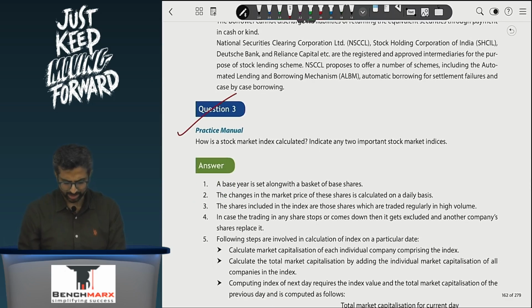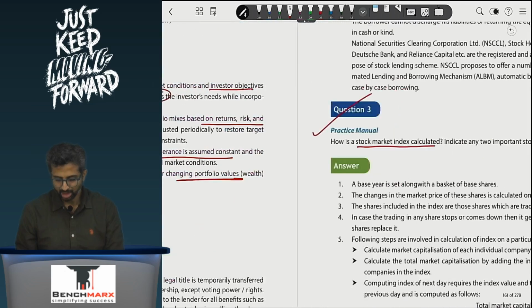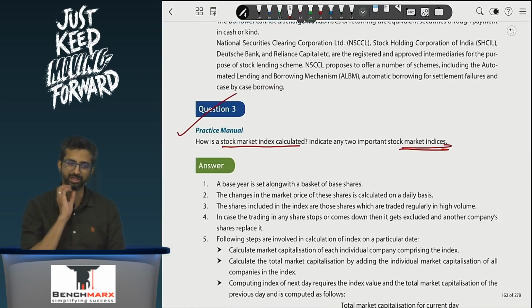Okay, question 3. How is the stock market index calculated? Two important stock market indices are Nifty as well as Sensex. How are they calculated? Now this is not necessarily going to come in the exam, but the Nifty number you see is 25,000 and the Sensex number close to maybe 82,000, how would that be calculated? We generally say it is a weighted average where the market capitalizations, or sometimes the free float market capitalizations, are taken as weights. So that is a weighted average price, yes.